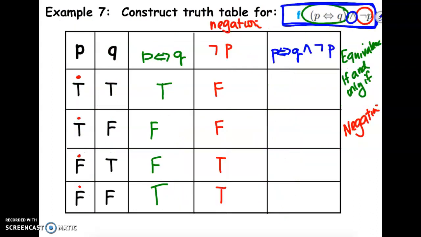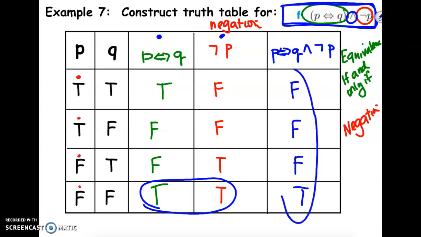So we're going to be looking at the green column and the red column. We want them both to be true. So the only one that is both true is row 4. All the rest are going to be considered false values. So here is your final answer for your truth values for that question.